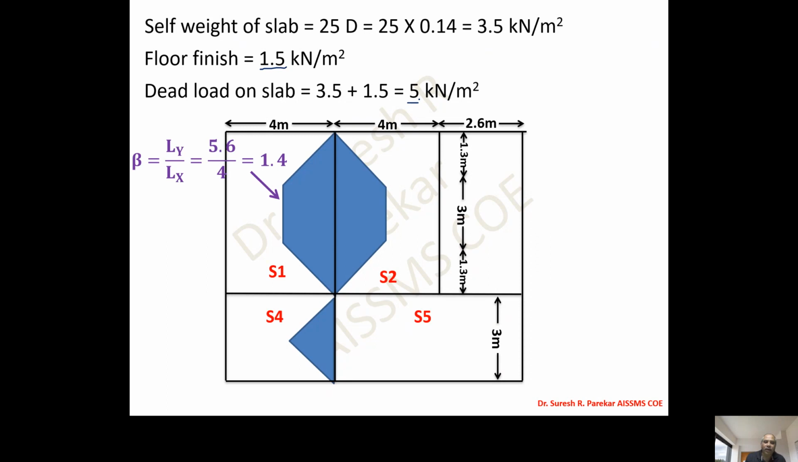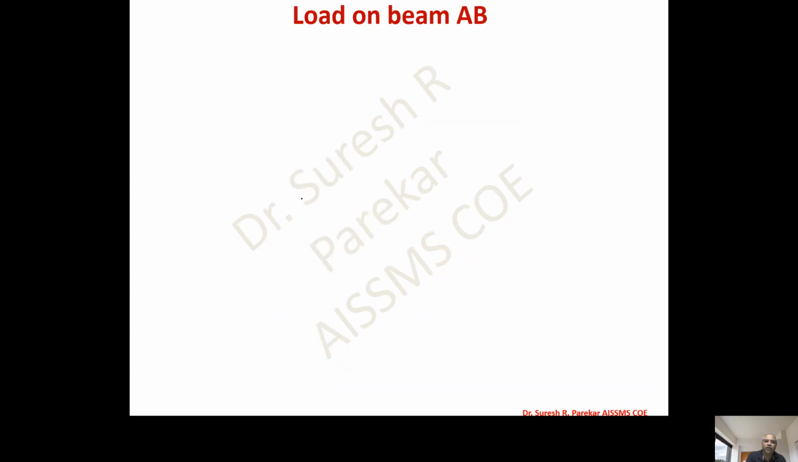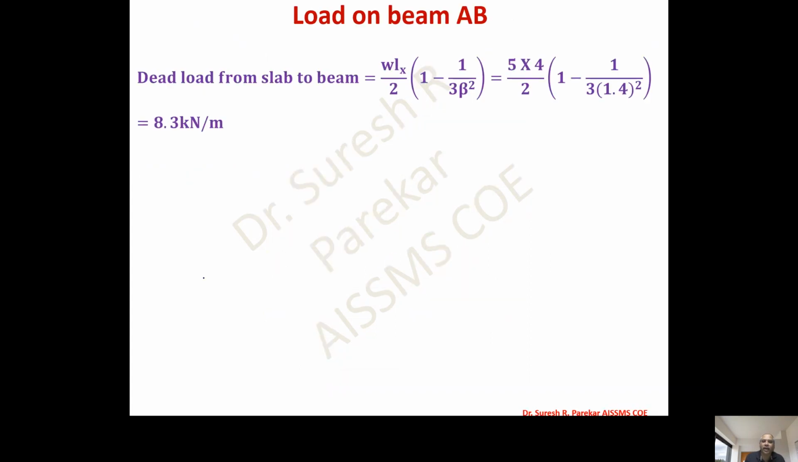Now we will have beta, that is Ly by Lx. We have 5.6 upon 4, which will be 1.4, because we have to go to the formula of W equivalent for this trapezoidal load. We know this formula: W Lx by 2 in bracket 1 minus 1 upon 3 beta square. And W Lx by 2, 1 minus 1 upon 2 beta, that is for shear force. The first is for flexure.